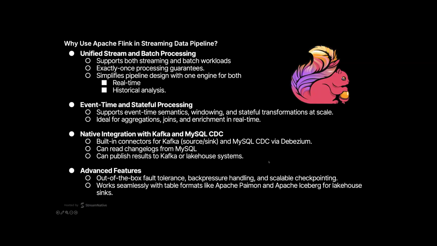The most important features why we use Flink is because Flink just supports out-of-box fault tolerance and gives you the tools to handle back pressure and also do scalable checkpointing. And you can also scale it easily as well. Flink also supports open table formats like Apache Paimon and Apache Iceberg. It has the connectors for these things as well.